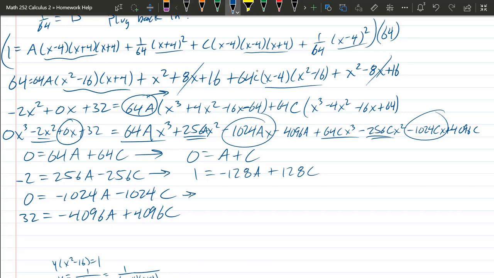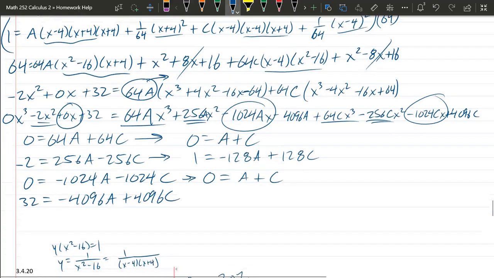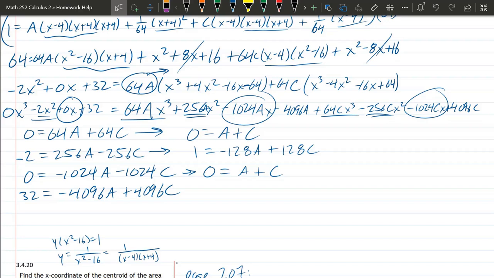Next up, this one's super easy. Multiply both sides by negative 1024. 0 times anything is 0. And then that becomes a plus c. Yep. You'll notice equation 1 and equation 3 tell you the exact same information, so you don't need to keep both of them.